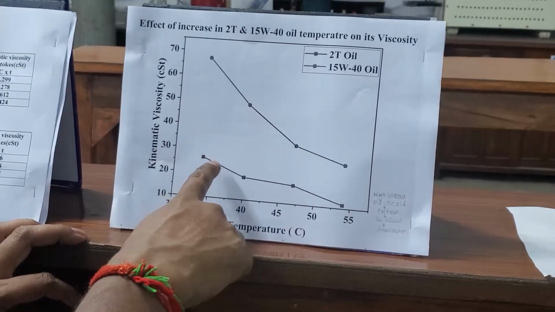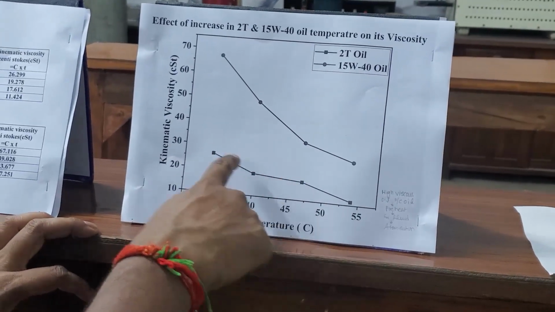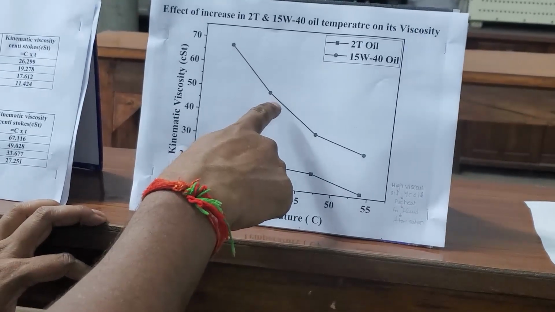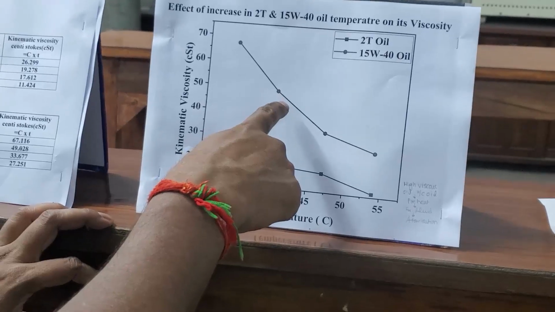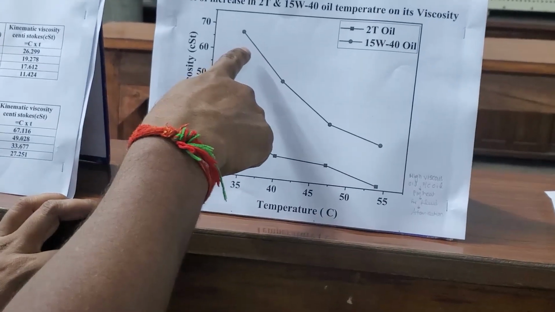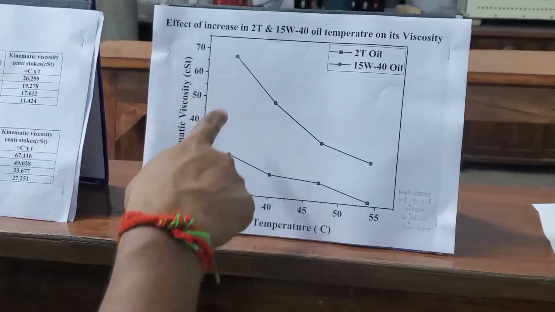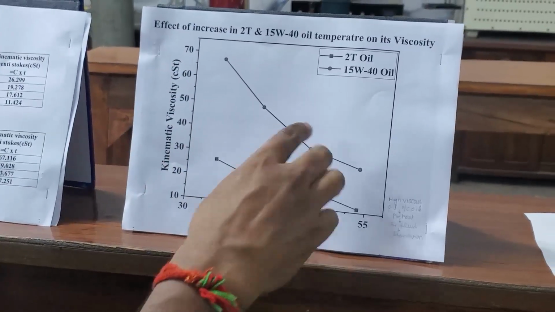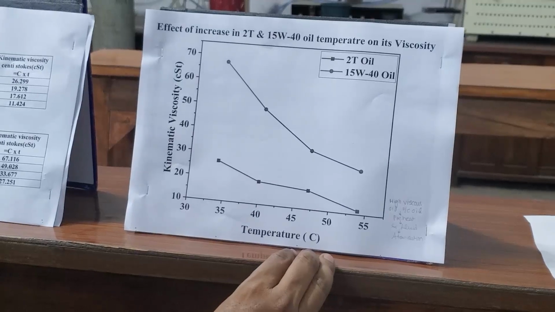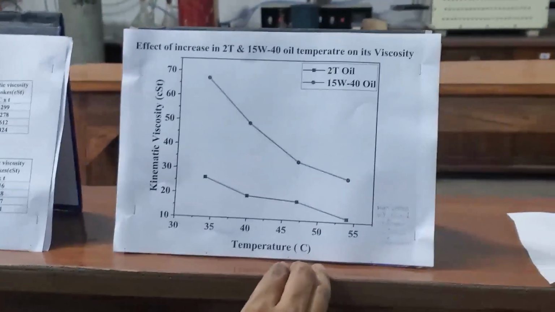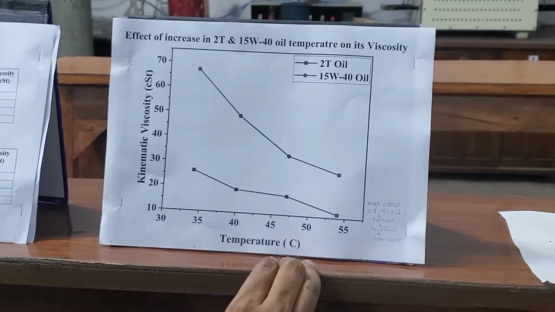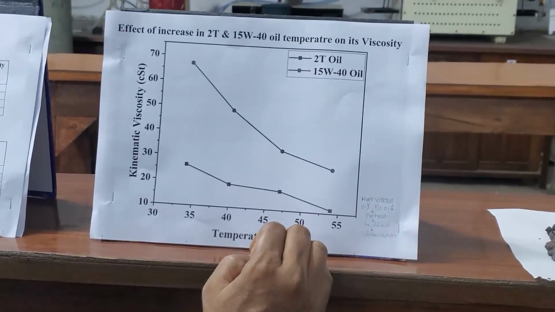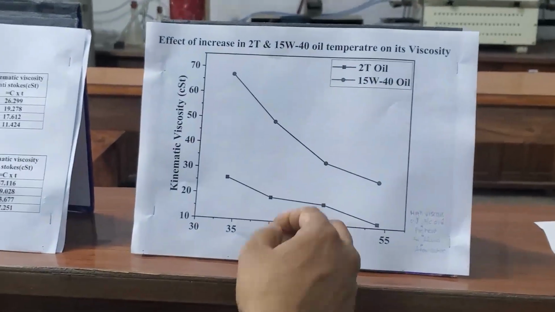This graph represents the 2T oil kinematic viscosity with increasing temperature. This graph represents the 15W40 car engine oil. This is also indicating that with increasing temperature, the kinematic viscosity is decreasing. Highly viscous fuels, highly viscous oils like furnace oil, if we want to make them fluid for atomization, what we have to do? We have to preheat it.